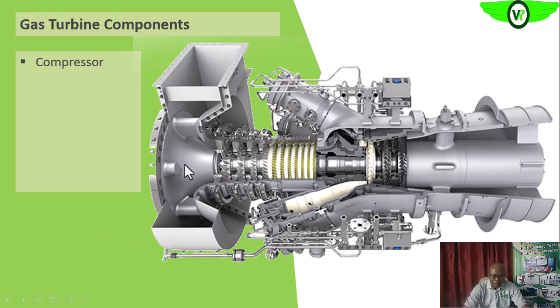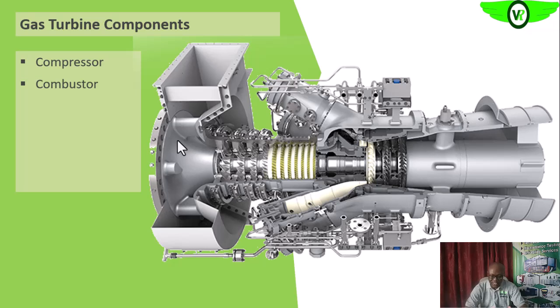The compressor part, which is this part of this particular gas turbine that you are seeing. So the basic function of the compressor is to compress the air that is drawn into the gas turbine through this intake plenum. So the compressor, its function is to compress the air. So that's the first part of the gas turbine that we will be looking at.